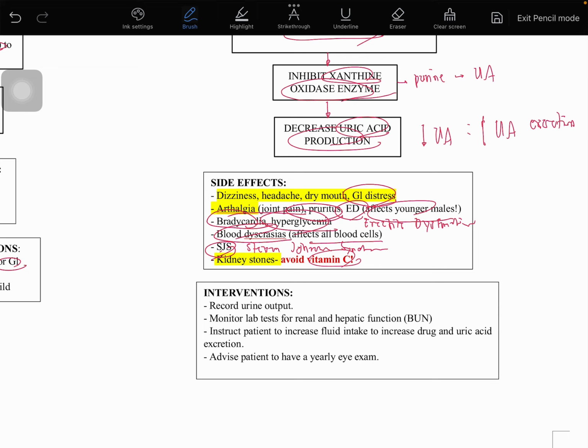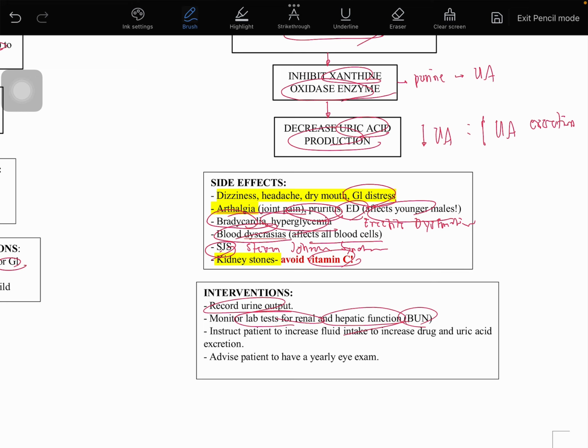So, aside from that one, nakalagay na dito sa interventions natin. Of course, as part of your assessment, you have to record your urine output kasi kailangan natin makalculate yung mismong uric acid level ng ating patient kapag meron silang sakit. Of course, it will also serve as your baseline data para ma-compare natin kung nakatulong ba siya dun sa mismong problem natin or hindi. Okay, aside from that one, of course, you have to monitor your lab tests for renal and hepatic function kasi sabi natin, both of this medication, you need to administer it cautiously kapag meron silang hepatic or renal impairment. Of course, your BUN or your blood urea nitrogen, yun dapat ang i-monitor natin.